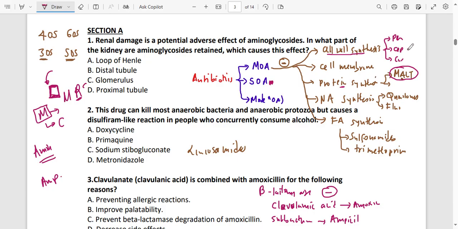I think the only thing that we should know about cephalosporins is that they are in generations, first generation up to fifth generation. On the fourth generation, you only have one drug, cefepime. I think that's the only thing that I can mention here. And then you also have carbapenems, they end in penem, like imipenem, meropenem, ertapenem.